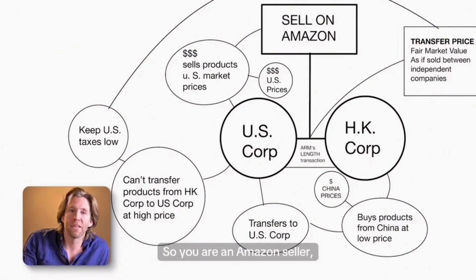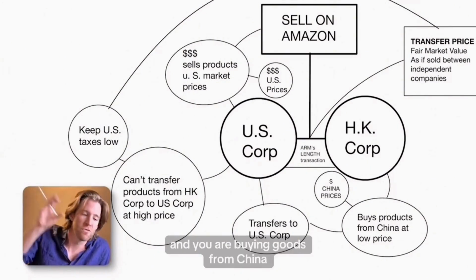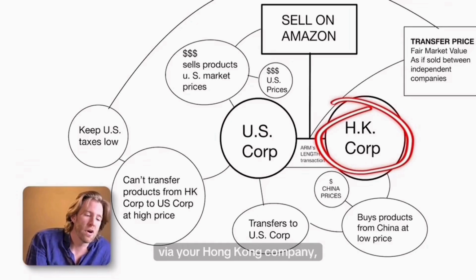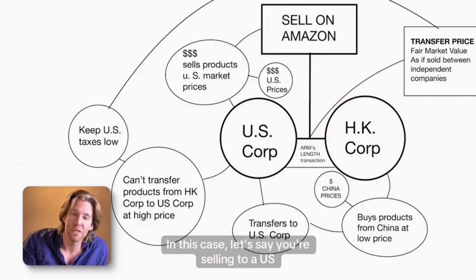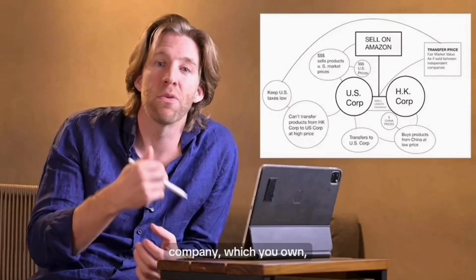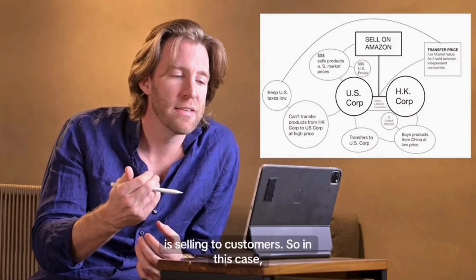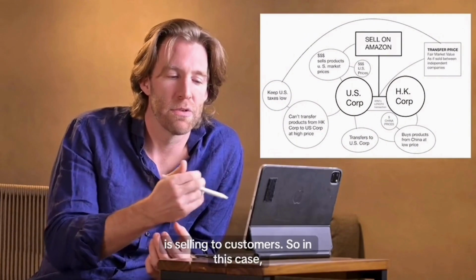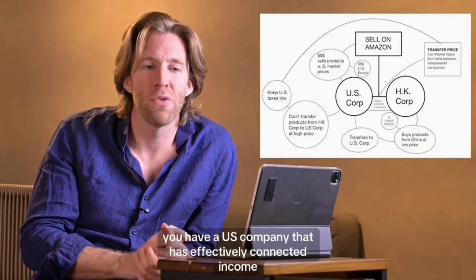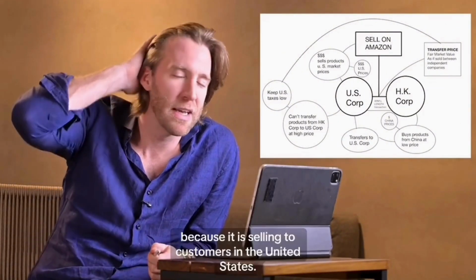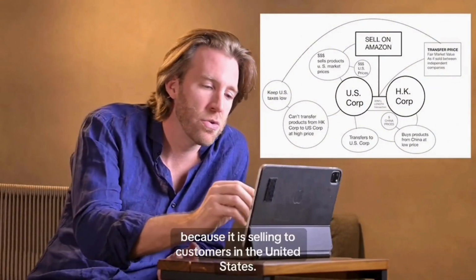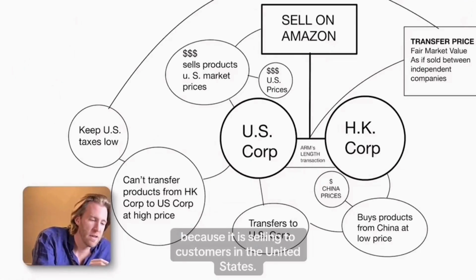So you are an Amazon seller and you're selling worldwide and you are buying goods from China via your Hong Kong company and you're selling throughout the world. In this case, let's say you're selling to a US company and that US company which you own is selling to customers. So in this case, you have a company that has effectively connected income because it is selling to customers in the United States.